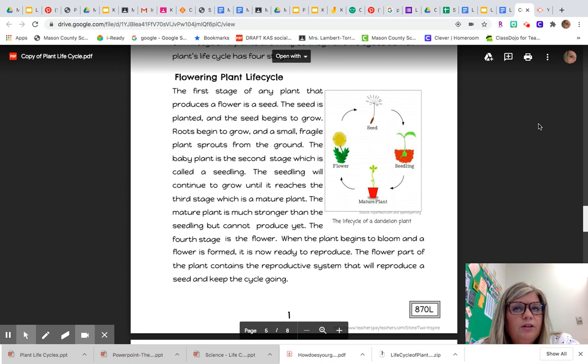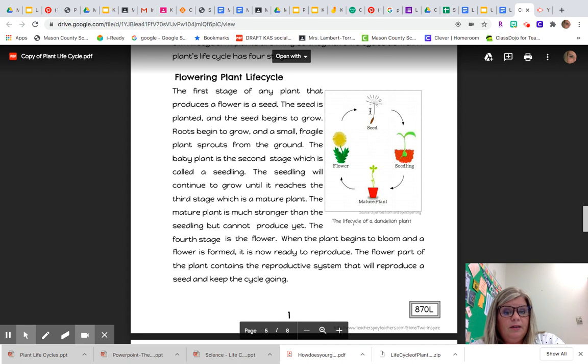And mature is another word for an adult plant. So it's stronger than the seedling. The mature plant is much stronger than the seedling, but cannot produce yet. And when it says produce, that means it can't make seeds yet. The fourth stage is the flower. And typically in flowers, that's the pretty colorful part. When the plant begins to bloom, a flower is formed. It is now ready to reproduce. The flower part of the plant contains the reproductive system that will reproduce a seed and keep the cycle going.